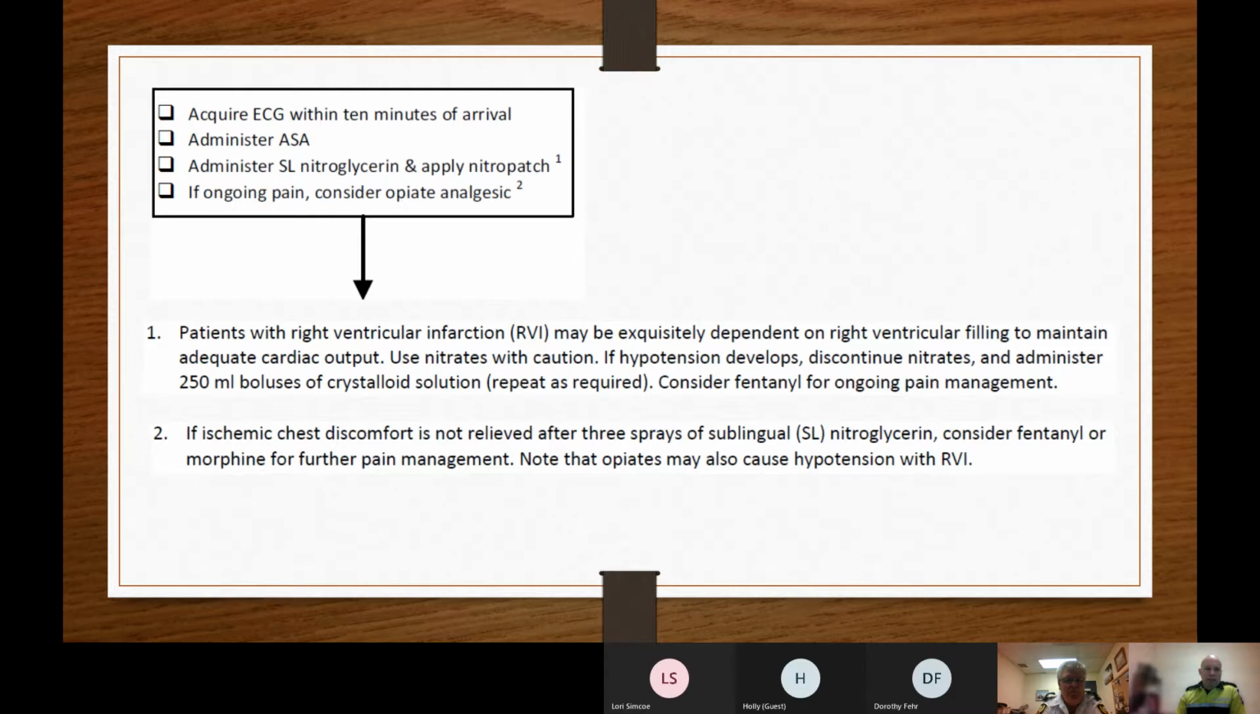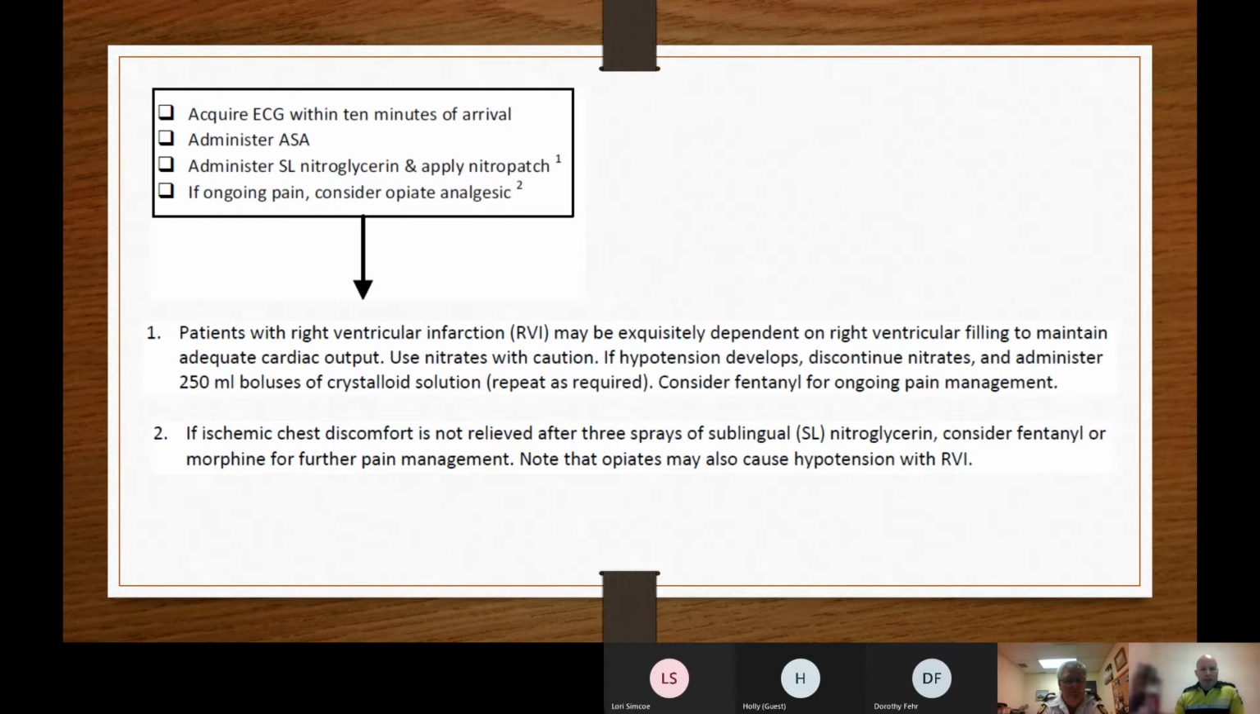We want to look at giving ASA. We want to look at giving nitro and or a nitro patch. And we can look at giving an opiate analgesic. So the big thing when it comes to using nitrates, and we all remember this from PCP school, is that if they have low blood pressure, we have to be careful with use of nitrates. And we'll go more into the medications in a second.